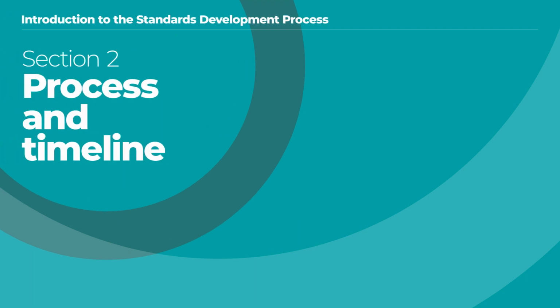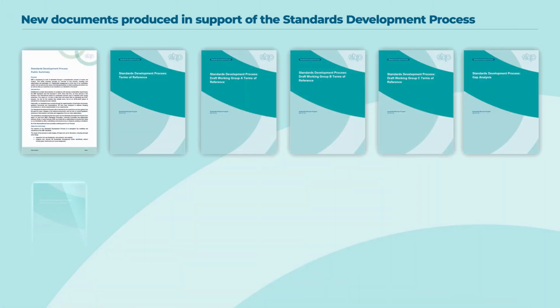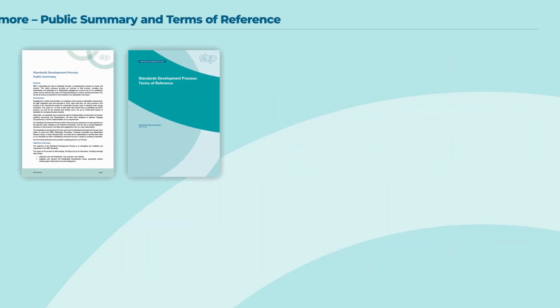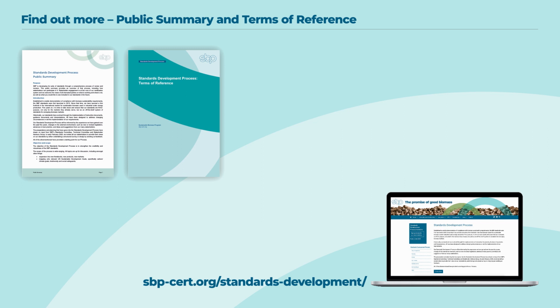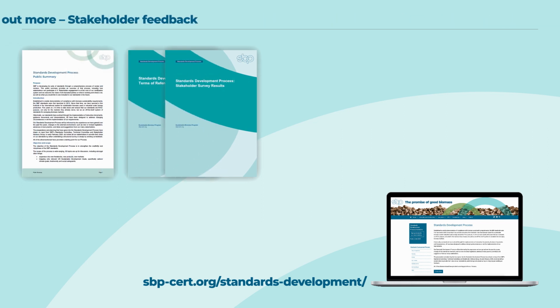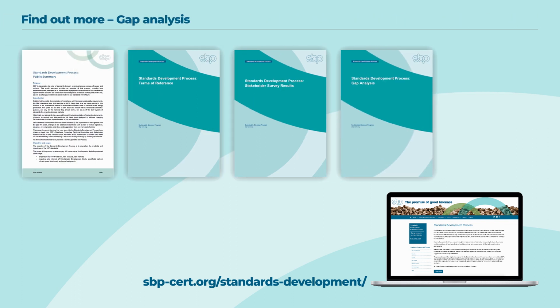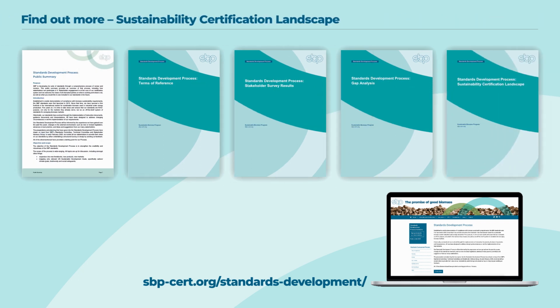Let's focus now on the process that we'll be following. We have prepared a number of documents to support the process and provide background material. These are available from the Standards Development section of the SBP website. A public summary document provides an overview of the process, and more detail can be found in the Terms of Reference document. We have collated stakeholder feedback that we have received to date, together with the results of an external gap analysis that we commissioned and a review of relevant schemes and initiatives.